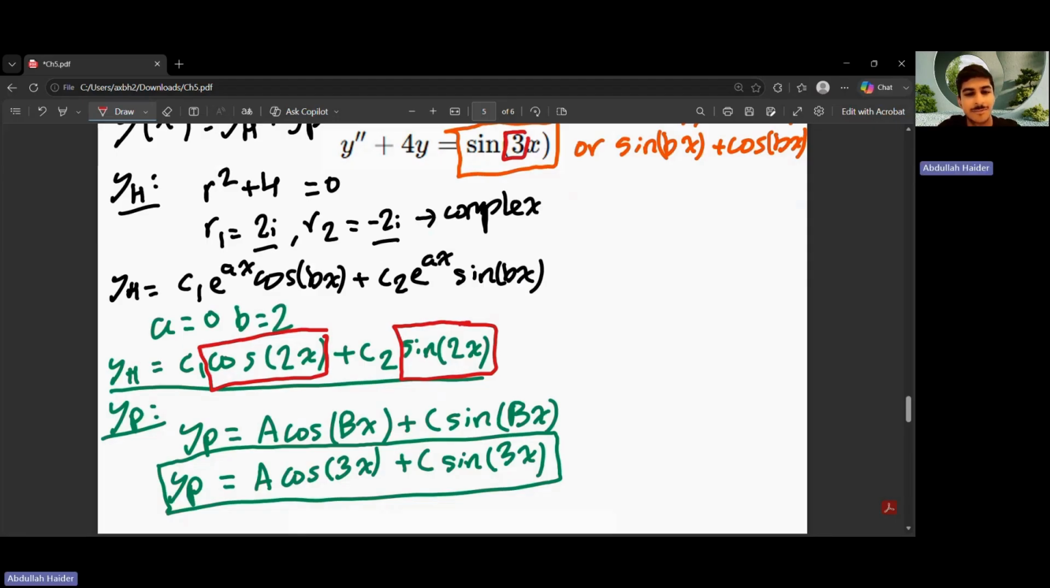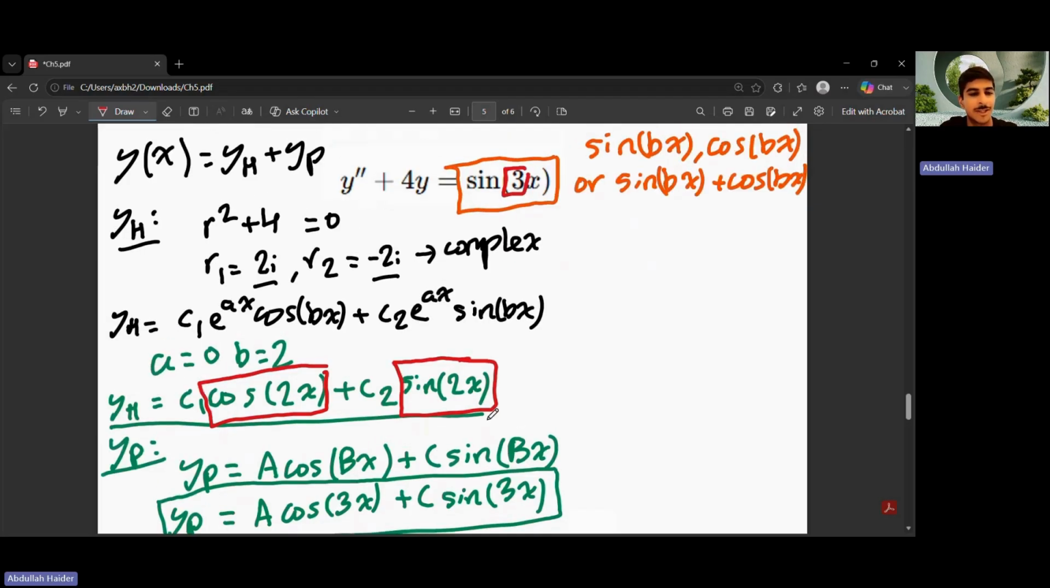And we did not multiply this by x since the function here is not related to the homogeneous solution in any case. So that's it for this question. We found yh and yp, and you can simply find y of x by adding them up.